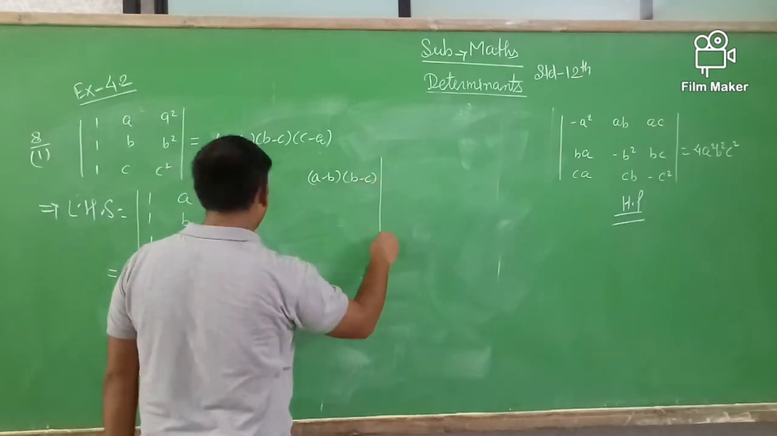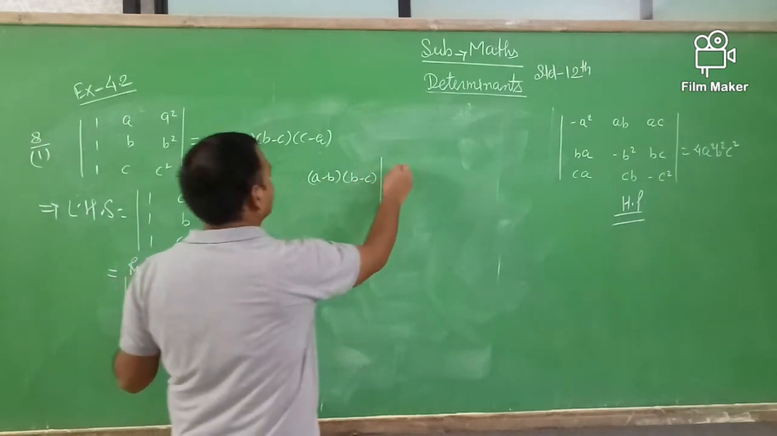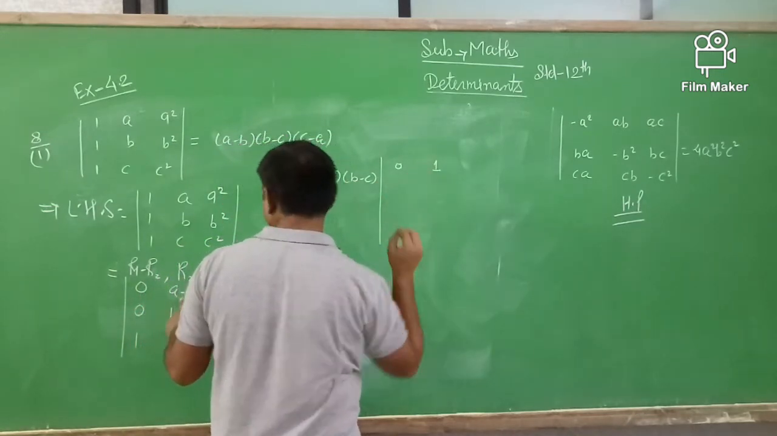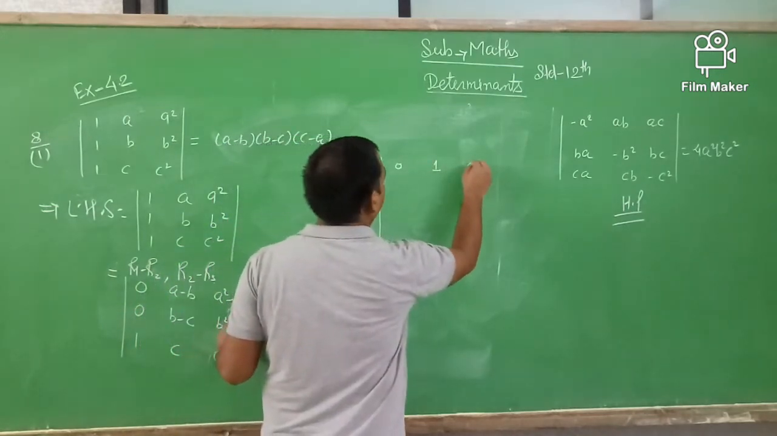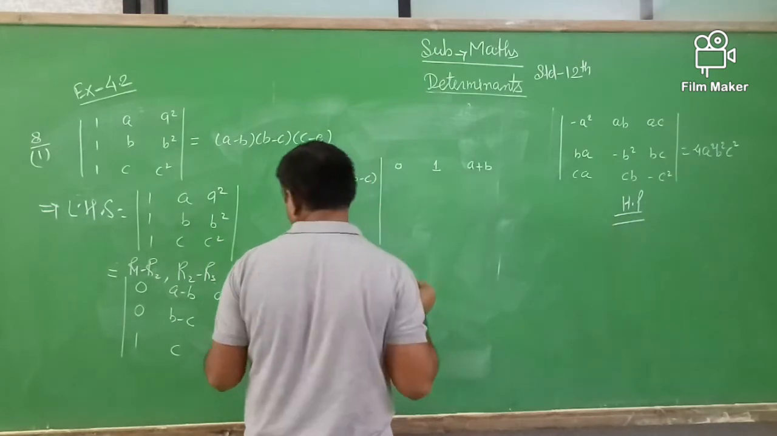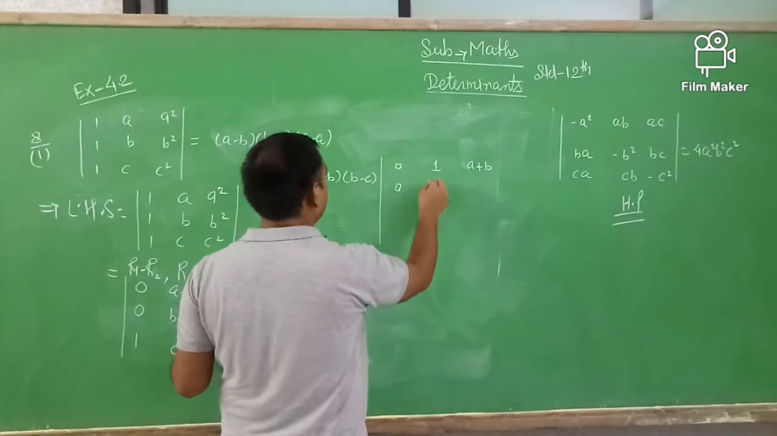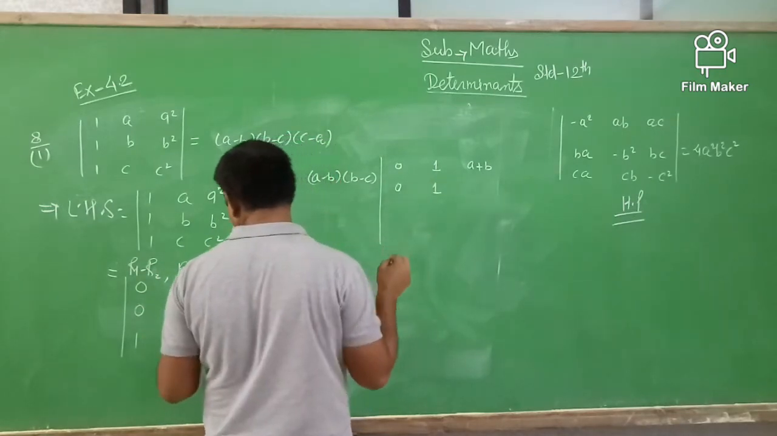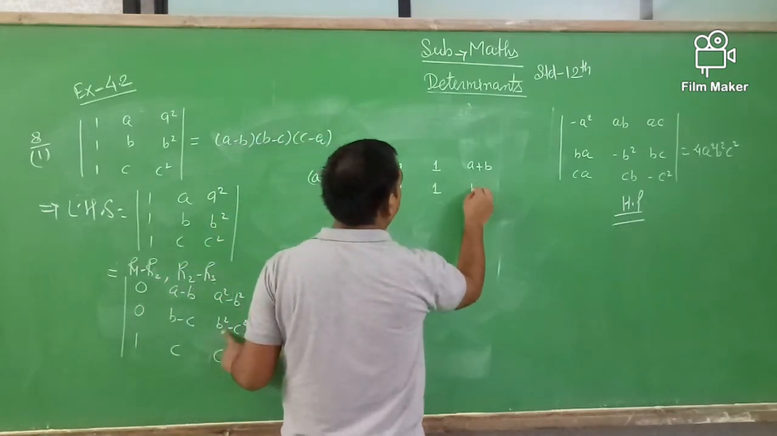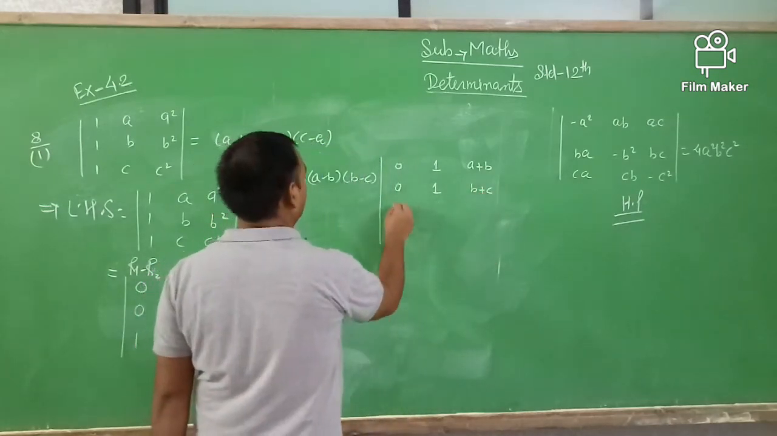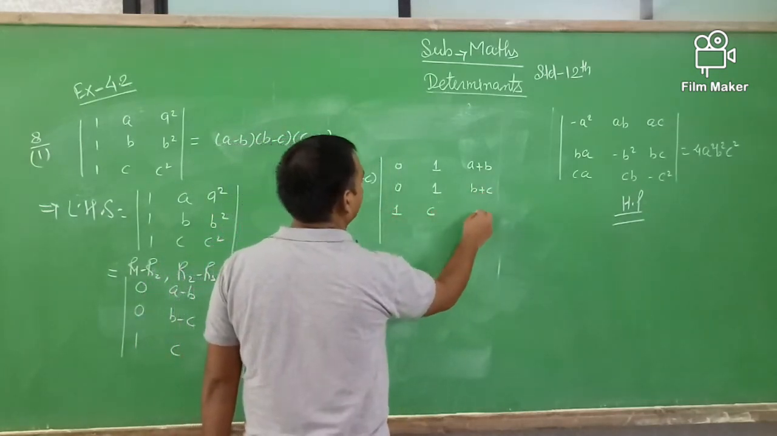I take the common. So this is equal to a minus b and b minus c. After taking the common, the remaining elements: here is a 0, then a minus b you take common, so it is a 1 and this is equal to a plus b. Next here 0, then b minus c is common, so it is a 1 and this is equal to b plus c. After that here 1, then c and then c square.